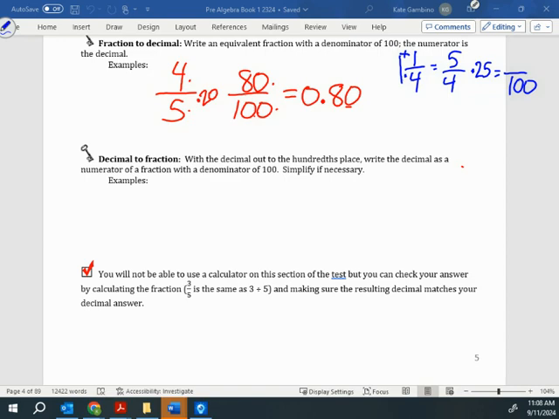So if I have 4 times 25 is 100, what is my numerator going to be? Hadley? I have to do 5 times 25, which is 125. So I have 125 hundredths. How is that going to look as a decimal? What do you think, LJ? Tell me exactly what to write.